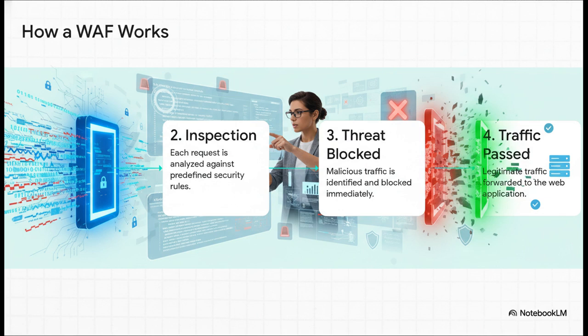Well, it usually acts as something called a reverse proxy. Just imagine every single request from a user has to pass through this one inspection checkpoint first. The WAF takes a look, checks it against a list of security rules, and if anything looks even a little bit shady, like it's trying to sneak in some bad code, bam, it's blocked right there. Only the good, clean traffic gets the green light to go through to the application.